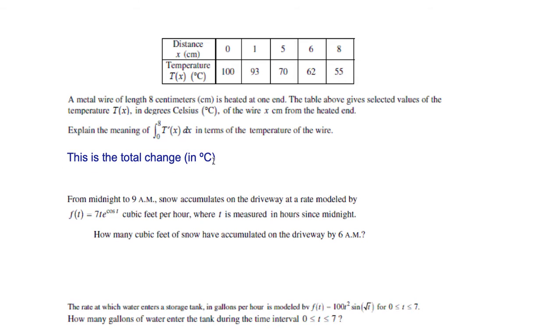I'll put that in parentheses, in degrees Celsius, from where to where? From 0 to 8. From 0 to 8 centimeters in this case, because we're integrating from 0 to 8 centimeters. You can see here 0 to 8 centimeters. Kind of a weird thing because it's not time, but there it is.